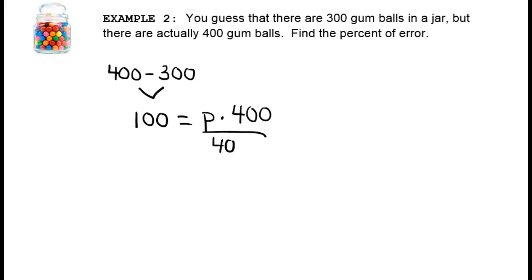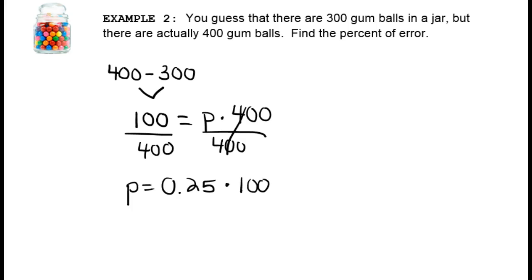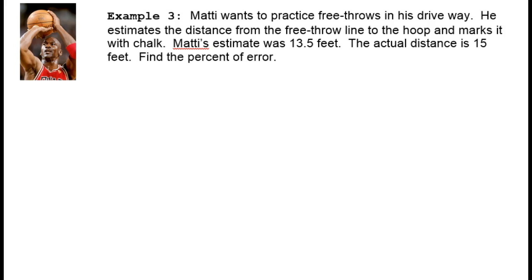Divide both sides by 400 to get p by itself, and you should get the decimal 0.25. So to change that to a percent, we'll multiply by 100. So that's a 25% error, which means our guess off of what was really in the gumball jar was a 25% error. Let's try one more example together, and then you can try the last one on your own.